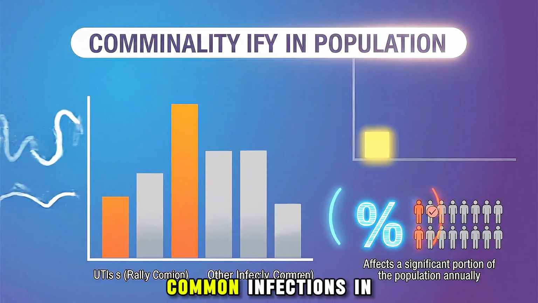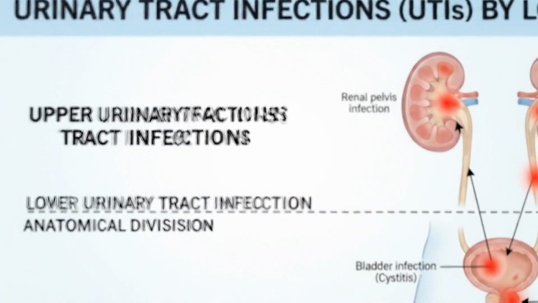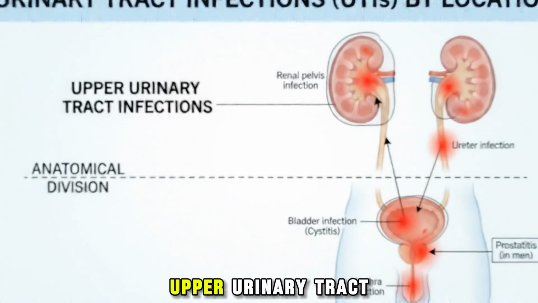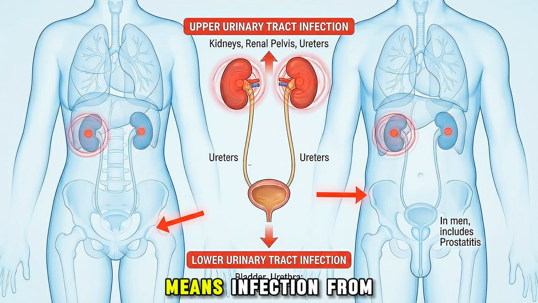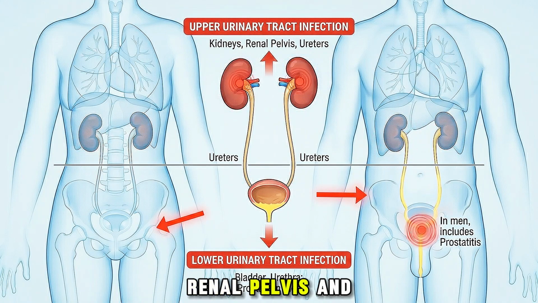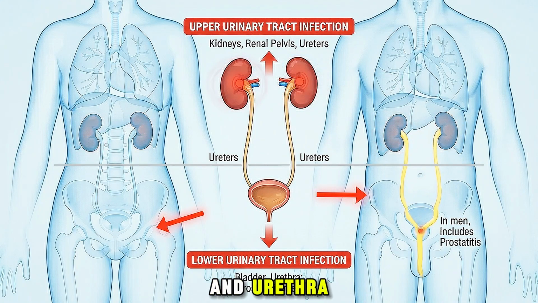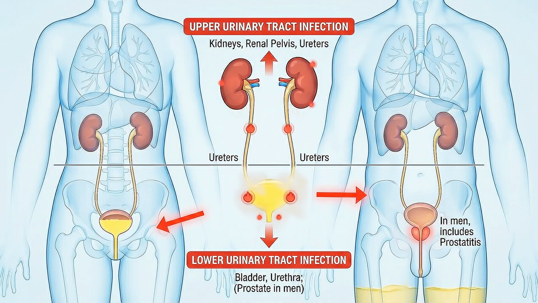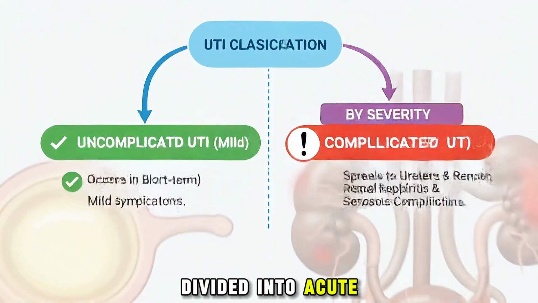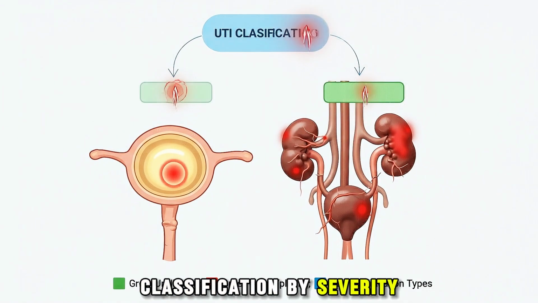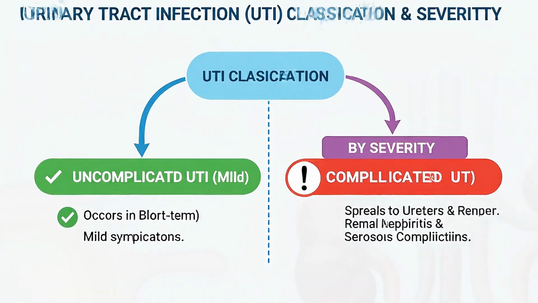UTIs are relatively common infections in the community. Classification by anatomical location: it can be divided into two types: upper urinary tract infection and lower urinary tract infection. An upper UTI means infection from the ureters up to the renal pelvis and kidneys. A lower UTI is an infection of the bladder and urethra. For men, it can also include prostatitis. Classification by duration: UTIs can be divided into acute and chronic types. Classification by severity: it can be divided into uncomplicated and complicated UTIs.